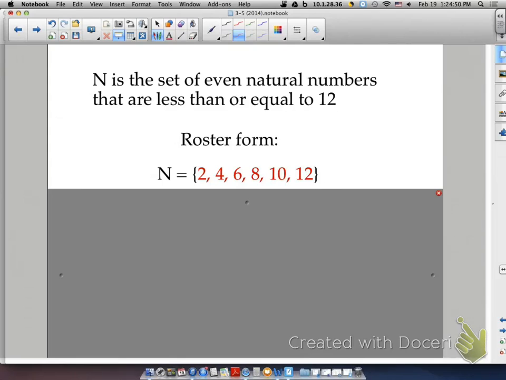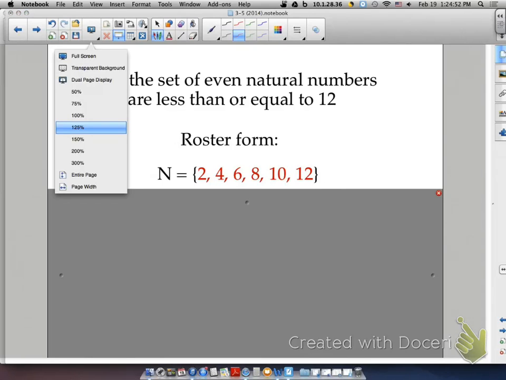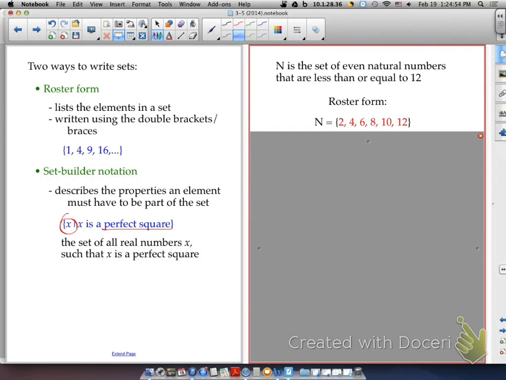I can, let's see if I can do a dual page so you can see and use that as your format. You with me, right, Wilson? Yeah. Okay.